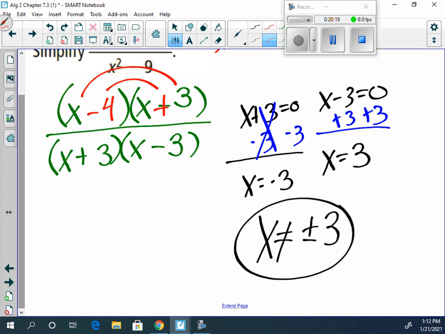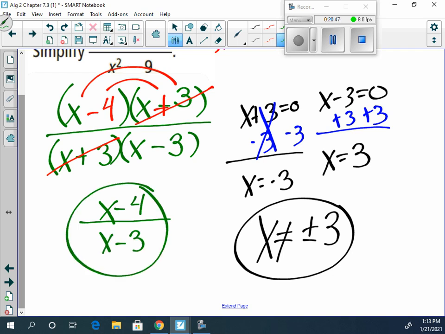Any questions on any of this here? Are we good with all this here? Okay. So what's in common on top and bottom? The x plus 3. So we can cancel those out. So what's left on top? And on bottom is? And that's what we have after we simplified. So our answer for this is x minus 4 over x minus 3. And our restrictions are that x cannot equal plus or minus 3.